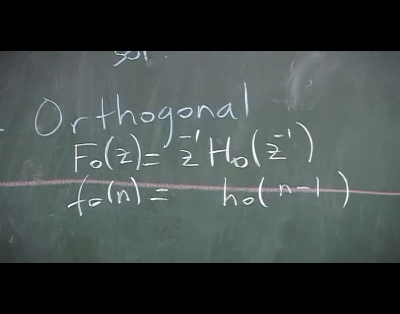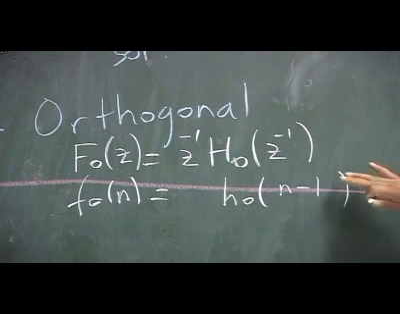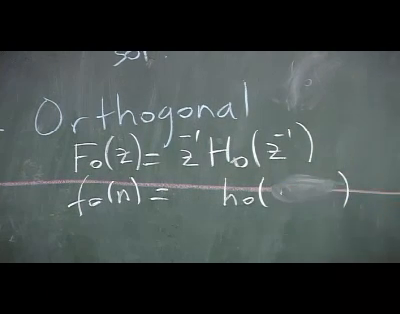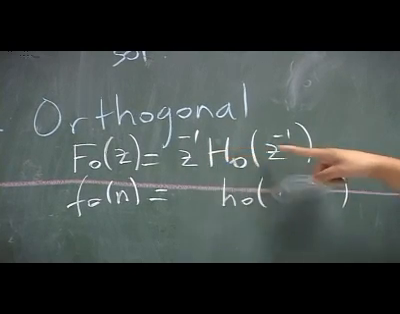Minus of that. So what was it? Give me your final answer. F naught of n equals minus. Let's take a look at this.